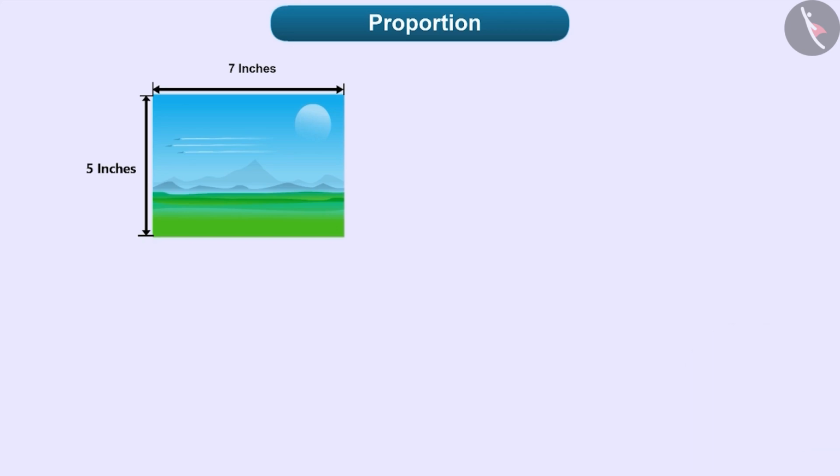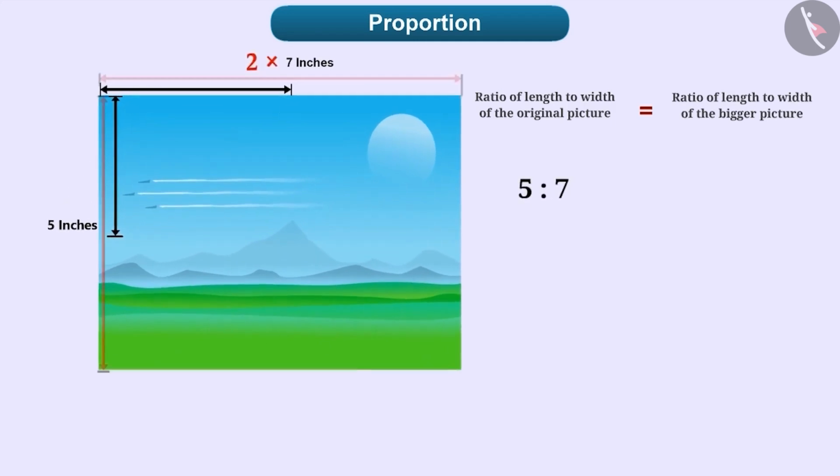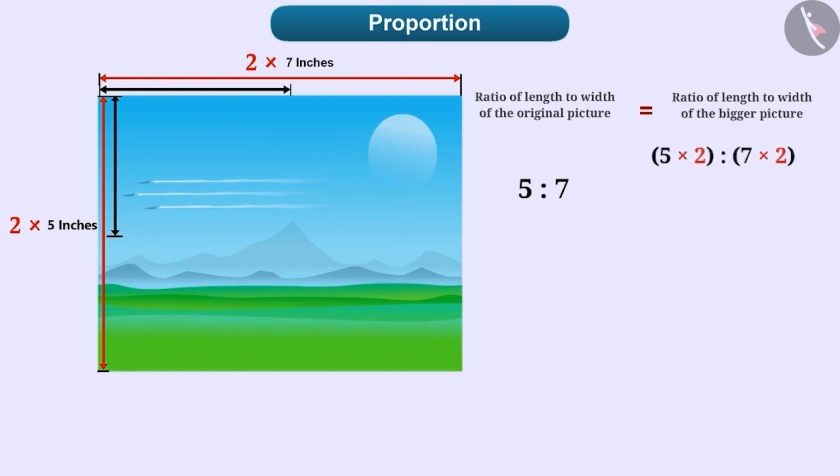Let me tell you. If the ratio of the length to the width of the original picture is equal to the ratio of the length to the width of the bigger picture, only then the picture will look like before. Here, the ratio of the length to the width of the original picture is 5:7. If both the length and the width of the picture are increased by 2 times, then the ratio of the length to the width of the picture will be 10:14. By doing so, the picture will become bigger in size, but it will look exactly the same.